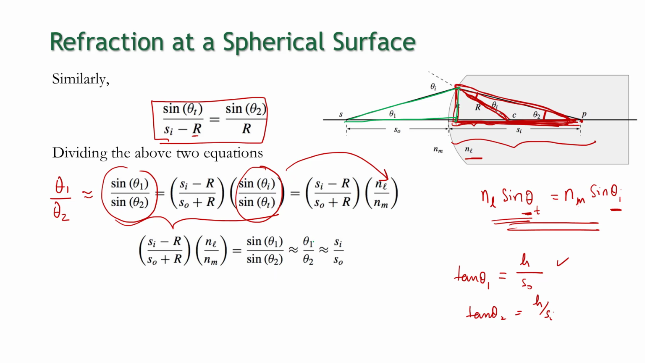So this is small angular approximation, theta 1, theta 1. So the ratio of theta 1 and theta 2 would be h over s naught, h over si, and h will cancel, so that will be the result. So we have used small angular approximation. So that's our result. Now you can rearrange the things here.